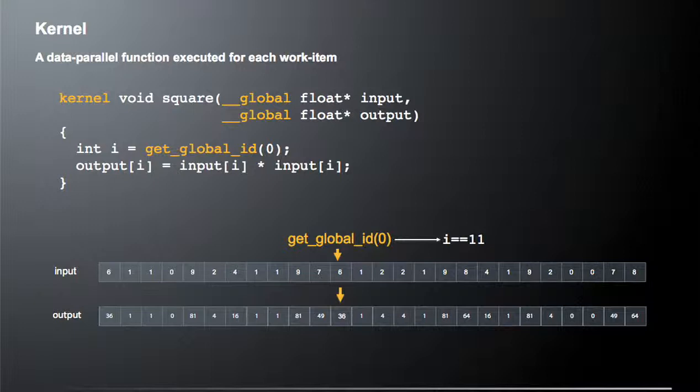We'll read a value from the input array, and it just so happens that value is 6. We're going to multiply that value, 6 times 6, and that gives us 36. So we'll write that to the output, which seems pretty simple.